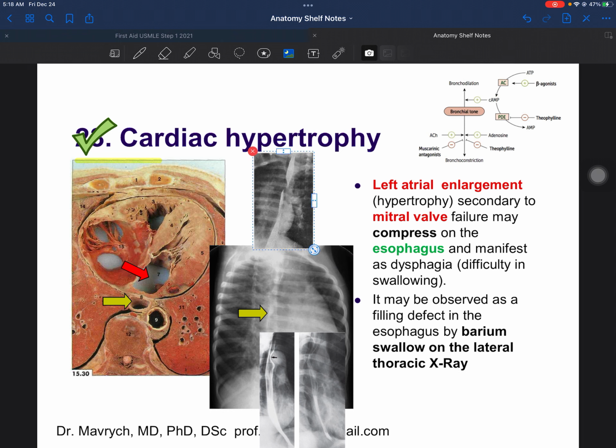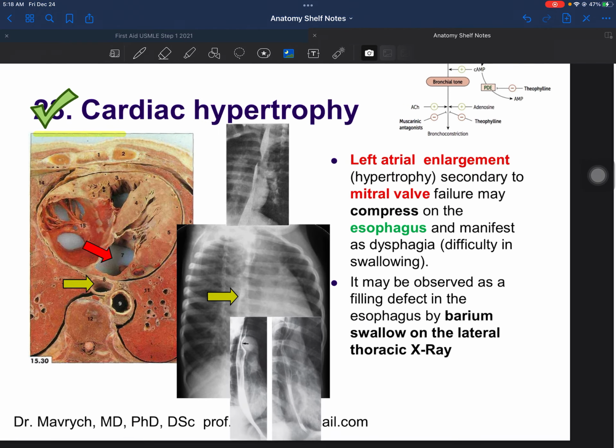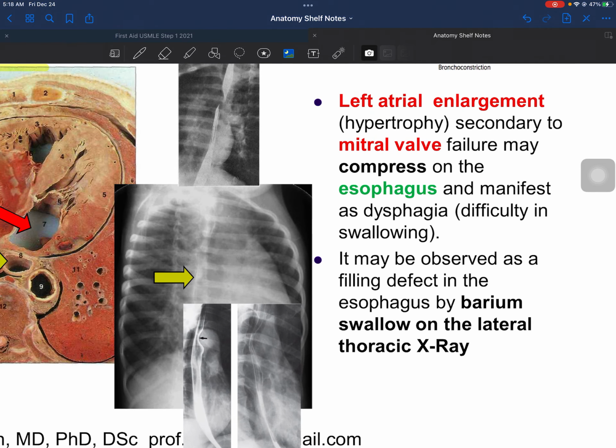So here it is. I'm just going to put it there. Okay, I got this one now. This is the left atrium, and the left atrium is enlarged. Why? Because there is failure of the mitral valve, and that failure is going to cause the esophagus to be compressed, and this will cause difficulty in swallowing. So it is observed as a filling defect in the esophagus by the barium swallow on the lateral thoracic x-ray.